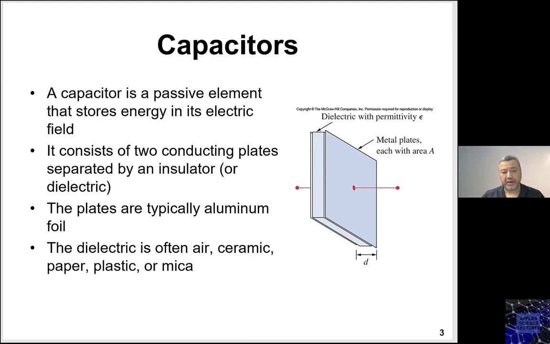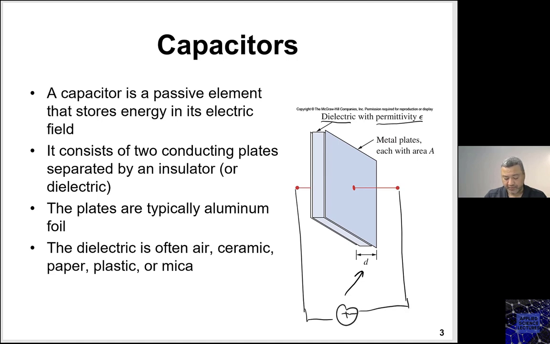If I connect those two plates that are separated by the distance D, for example, those plates are made of metal, while the material in between is an insulator that we call dielectric, which has a permittivity of epsilon. If I hook up those two plates to a source, the voltage difference between the two terminals of the voltage source will push the charges to flow, so that would be the current, to fill up this capacitor.